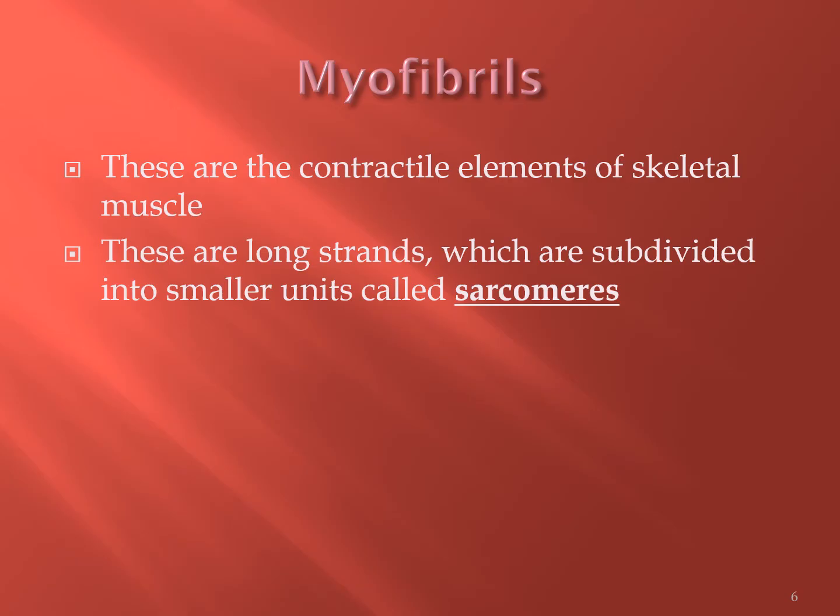As I have alluded, these myofibrils are the contractile elements of the skeletal muscle. They are long strands that are subdivided into smaller units known as sarcomeres. A sarcomere is considered the functional unit of contraction within the muscle. So in order for a muscle to shorten or to generate force or to have contraction, these sarcomeres must become shortened, with the filaments within the sarcomere overlapping, and that would allow the sarcomere to actually shorten.